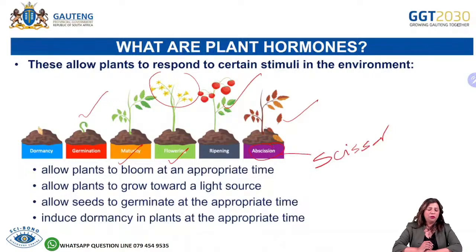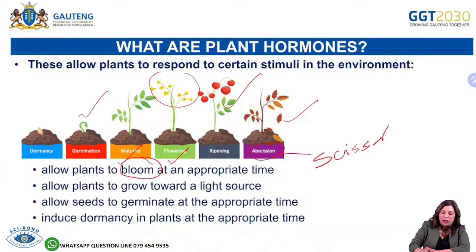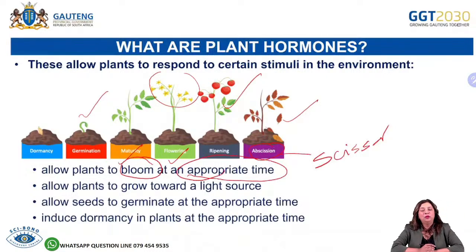So let us look at exactly how plants respond to stimuli in the environment. What do hormones do? Hormones allow the plant to bloom at the appropriate time. What does bloom mean? It's just a fancy word for flower, or to produce flowers.